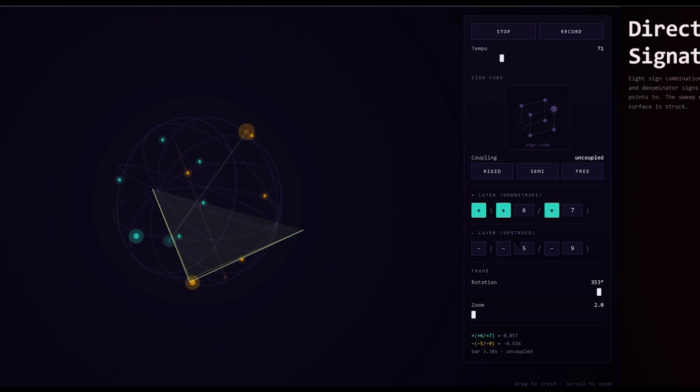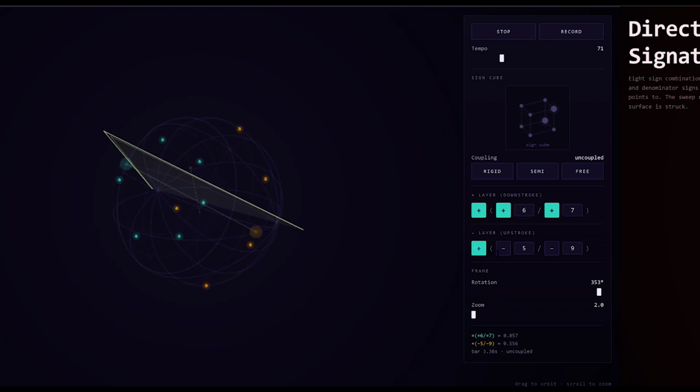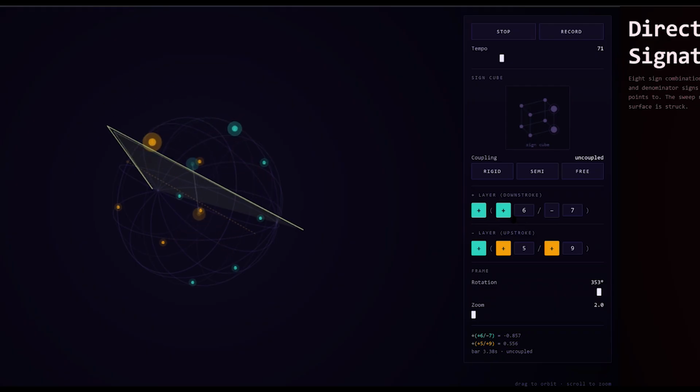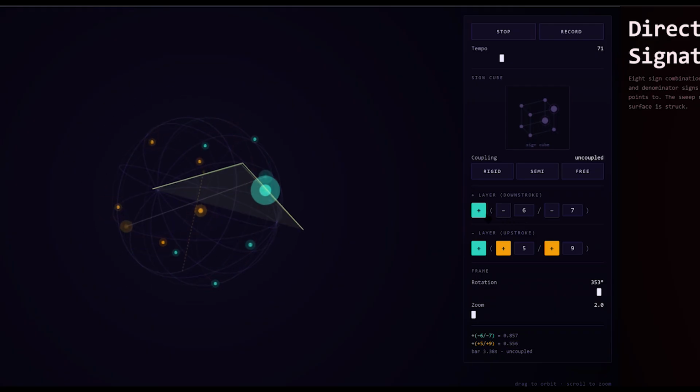Oh boy. Outer minus, numerator minus, denominator minus. Okay, let's break that one down. Outer minus means it's an upstroke. Yep. Numerator minus means I count backward. And the denominator minus means the floor tiles themselves also face backward.